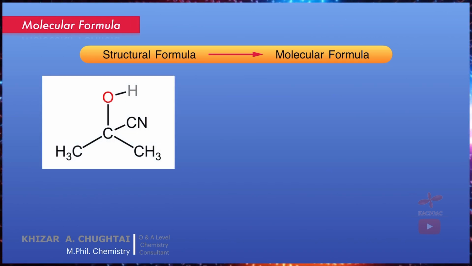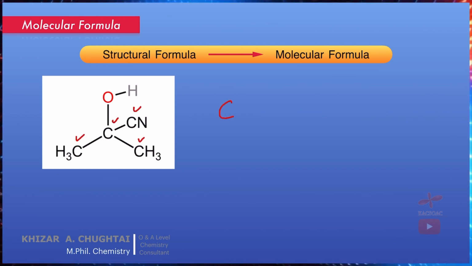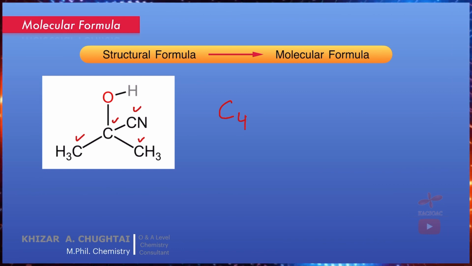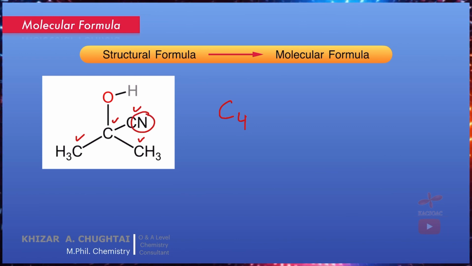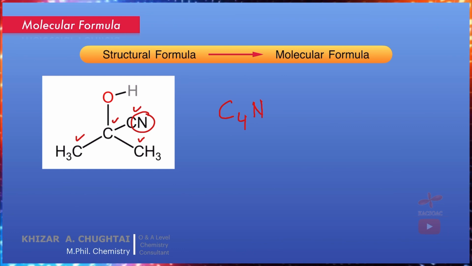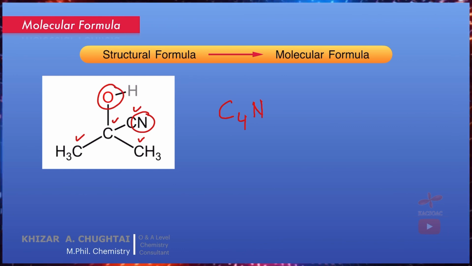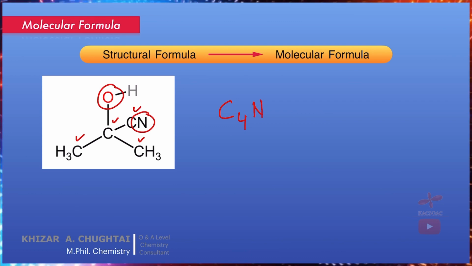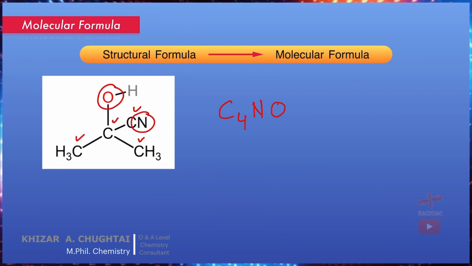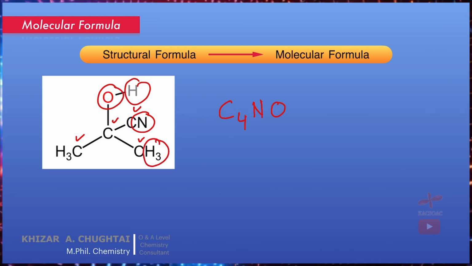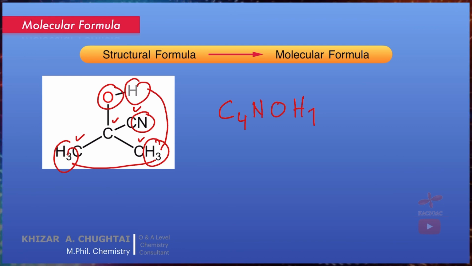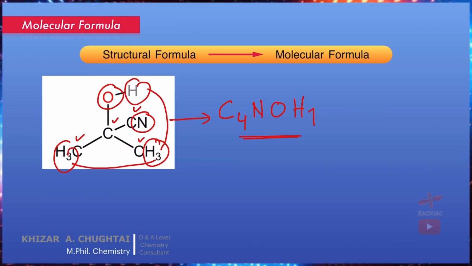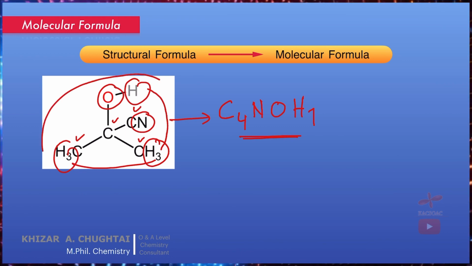In this case, how many carbons are there? 1, 2, 3, and 4. So 4 carbons are there. Then I'm going to write the nitrogen, because the next higher valency goes to nitrogen. There is only one nitrogen, so I'm putting N over here. Then oxygen: the next valency goes to oxygen, that is equal to 2, so the number of oxygen is equal to 1. The last one is the hydrogen: 3 plus 3 plus 1, that is equal to 7. H7. So this is the molecular formula of this organic molecule.